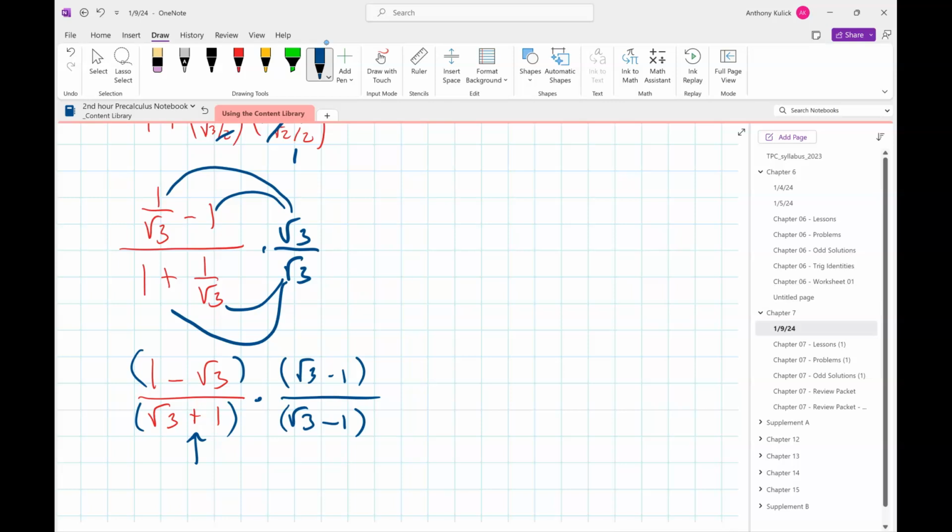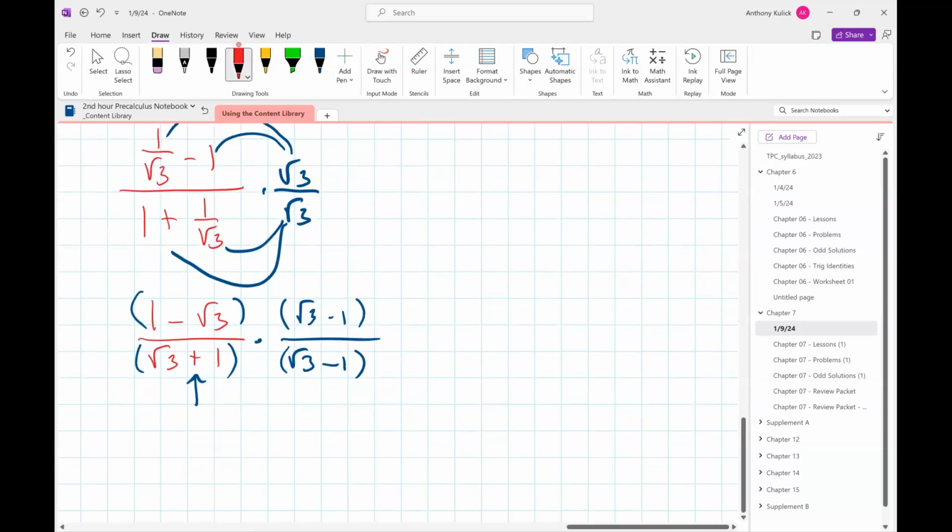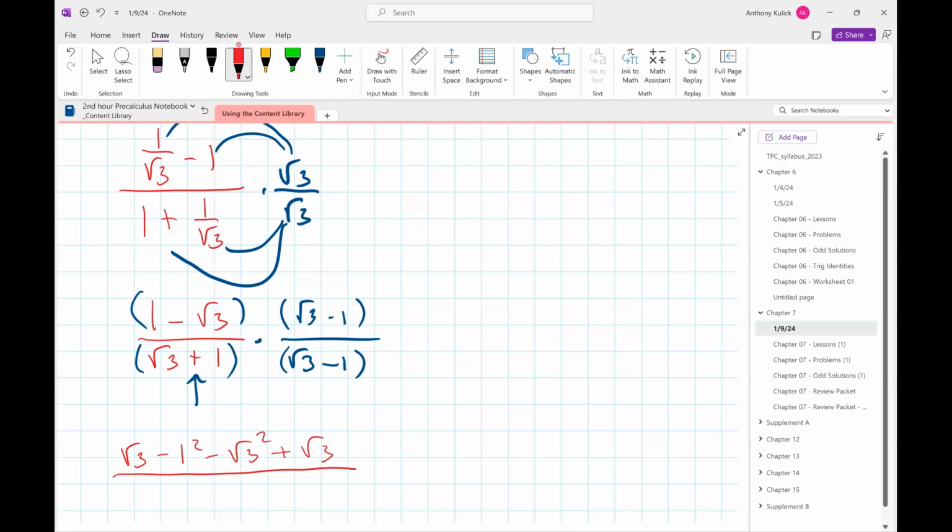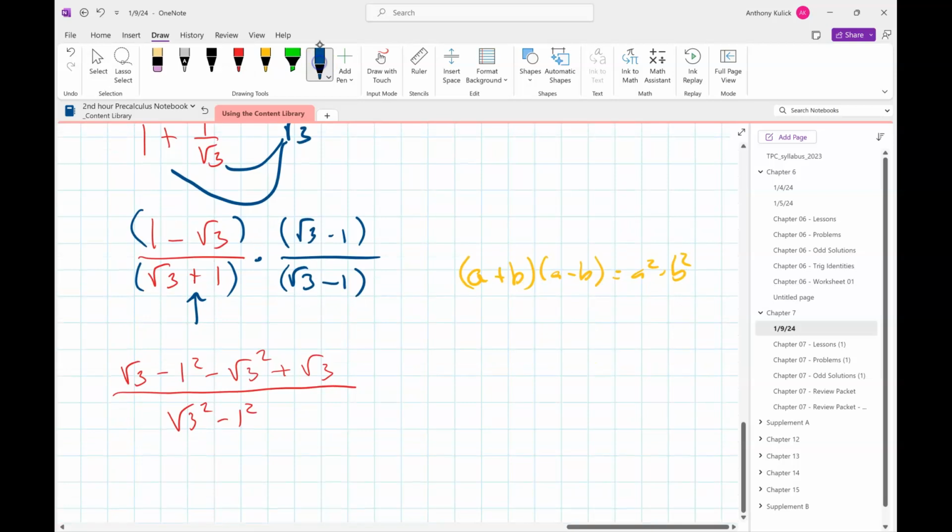Now it's a FOIL problem. So the numerator, I get square root 3 minus 1 squared minus square root 3 squared plus square root 3. The denominator, I notice that this is like a plus b times a minus b. So I know that from my Algebra 2 class, that's a difference of 2 squares. It'll be a squared minus b squared. I'm just doing that to shortcut through the foiling. If you forget that, you can always FOIL it out. You'll end up with the same thing, but that's quicker. So I like to do that.